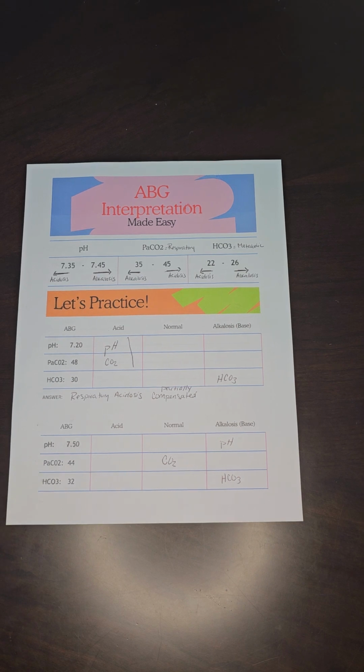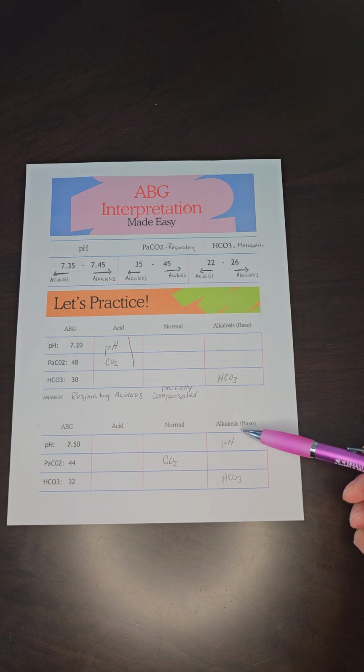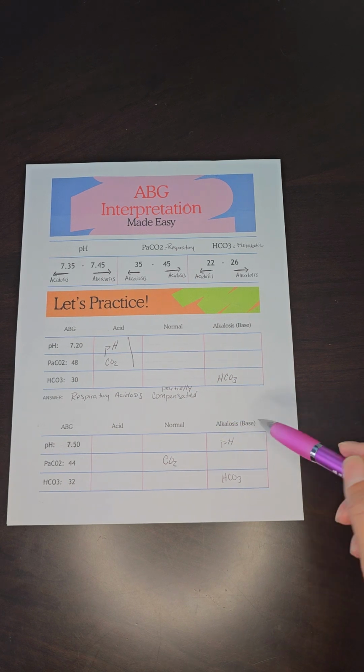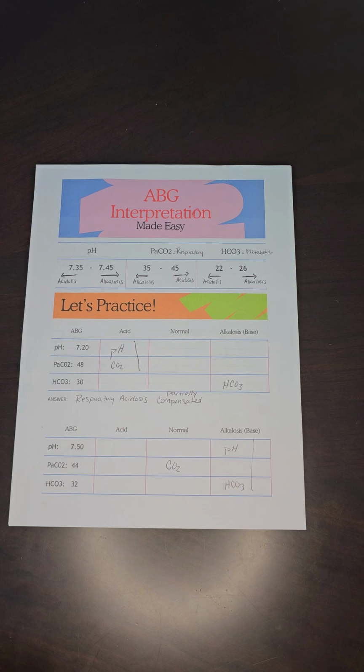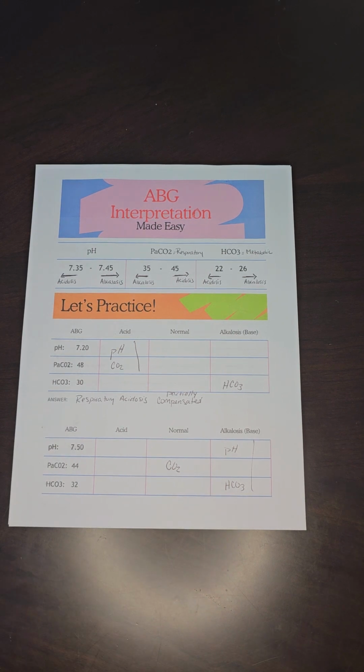All right, so what would our answer be for this one? Let's take a look. We have our pH and our bicarb together in one column, so we know that part of this answer is going to be it's alkalosis, okay? What type of alkalosis is it? Is it going to be respiratory or metabolic? HCO3, what does that represent? That represents metabolic.